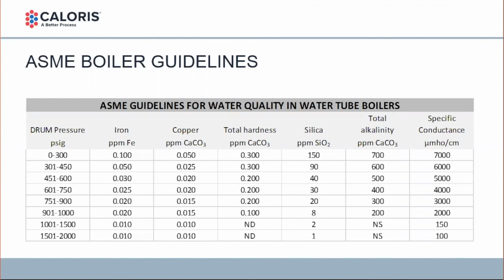Some other things to be concerned about is silica for these low 0 to 300 pound boilers. You've got a limit of 150 ppm. That hardness, you can see that the recommendation is 0.3, which an RO probably isn't going to achieve, or a softener isn't going to achieve, but the boiler chemical guys usually have some kind of antiscalant they use to overcome that hardness issue.